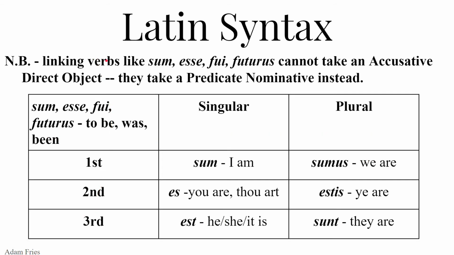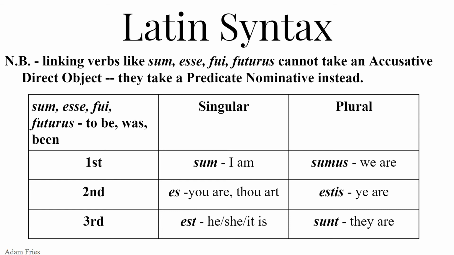Remember, sum, esse, fui, futurus. Sum cannot take an accusative direct object. Linking verbs do not take an accusative direct object. Linking verbs take a predicate nominative. So if you wanted to say, the poet is a farmer, is a linking verb. It's not a transitive verb. Transitive verbs take accusative direct objects. Is a linking verb, and it is going to take a predicate nominative.